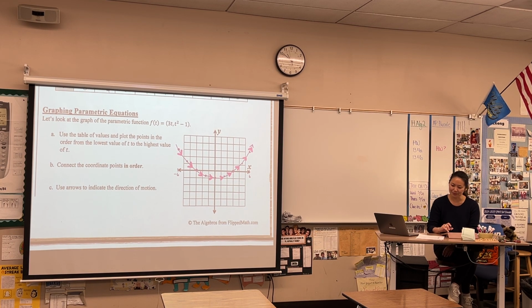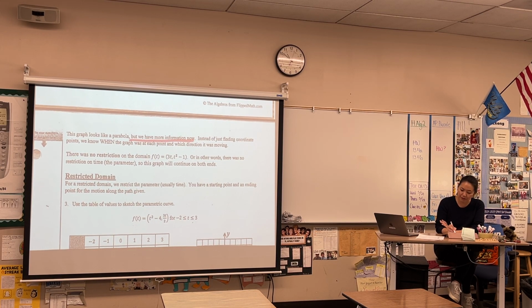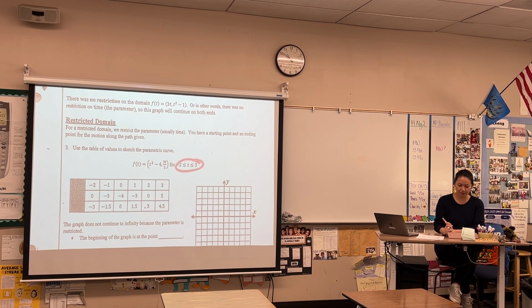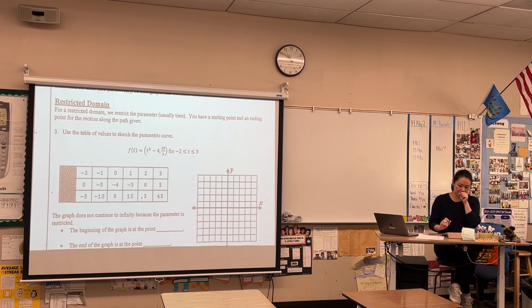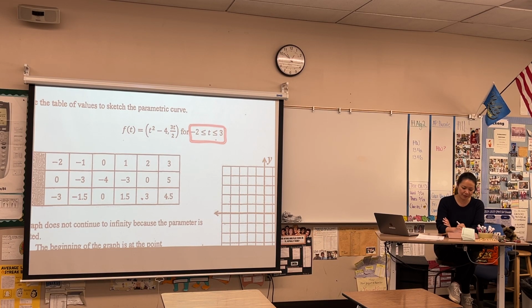Okay, alright, continuing. So this graph looks like a parabola, but we have more information now. Instead of just finding coordinate points, we know when the graph will hit each point and what direction it moves. Now there's no restriction on this domain. In other words, there's no restriction on time, so this graph will actually continue on both ends. But sometimes you will have a restricted domain, especially in word problems. So you're going to have a starting point and an ending point for that motion. For example, that's what it'll look like. It has that restriction for t. So you start here, and you end here.